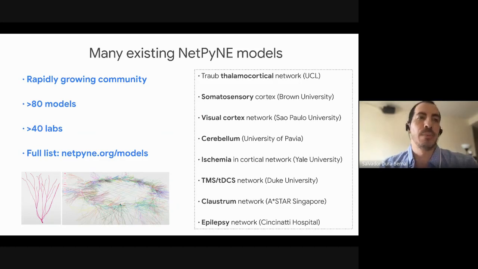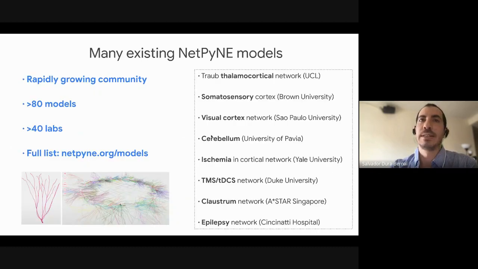We have tracked over 40 labs that have used the tool, and there are over 80 models that have been developed or are being developed. There's a full list at netpyne.org/models. It's very nice to see models of many different parts of the brain, different cortical regions, cerebellum, even thalamus, inner structures like claustrum, as well as different diseases and disorders like ischemia, epilepsy, and even different treatments. Some people at Duke University, for example, are modeling the effect of TMS and tDCS.